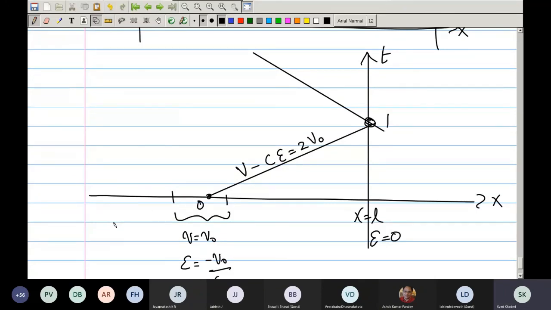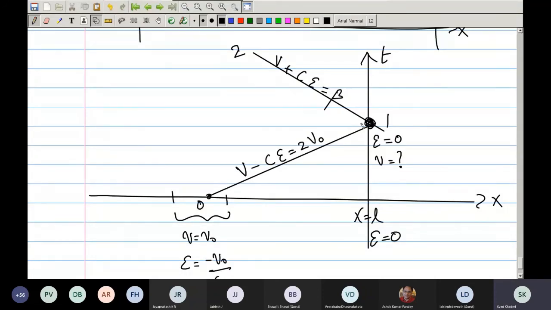And I know the condition on this point. On this point, my strain will vanish. Okay. But what about the velocity? We need to find it out. So how do you find out? So we need to know what is the condition along this line. Along this line, I have 1 and 2. This is V plus C epsilon is some beta.